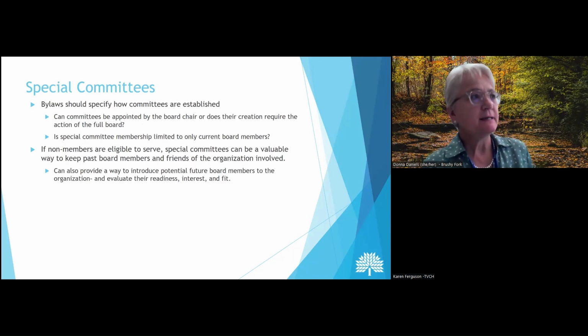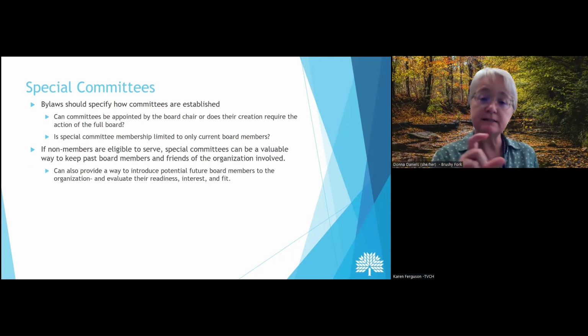So bylaws should establish, again, how your committees are established, especially special committees. And so there should be a process in your bylaws that says, here's how the board creates a special committee. We go through this process. And can the committee be appointed by a board chair, or does their creation require the action of the full board? Is special committee membership limited only to current board members? Or can you bring in outside people to a special committee?